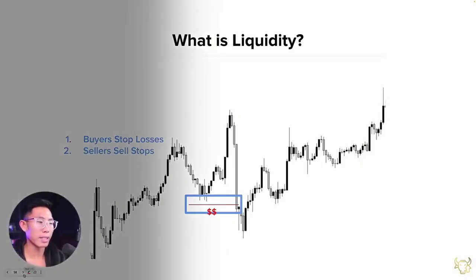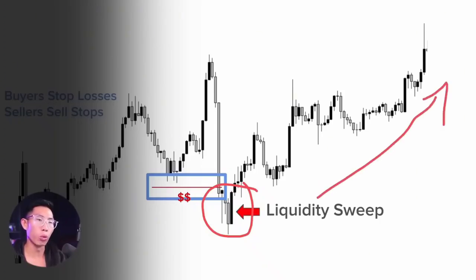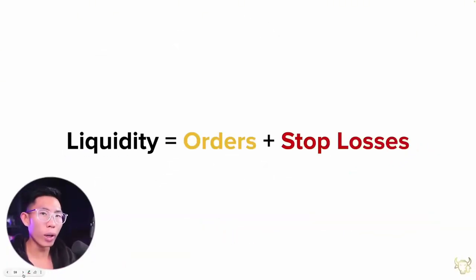And when this happens, this is what we call a liquidity sweep, right? Where price has already created that liquidity sweep, come down here, grab all the liquidity before fueling the up move right here and continue heading back up. Now, quite simply put, liquidity is basically pending buy or sell orders plus stop losses.